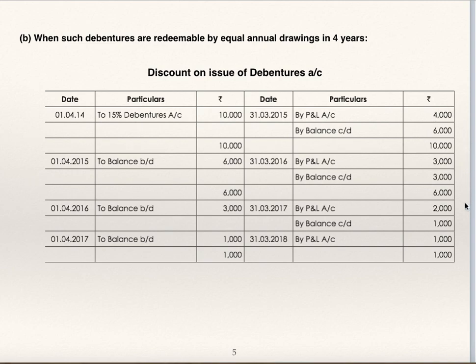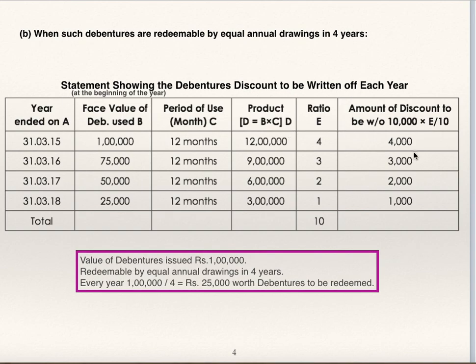4,000, 3,000, 2,000, 1,000 is to be written off. 4,000, 3,000, 2,000, 1,000. Ratio is 4:3:2:1.